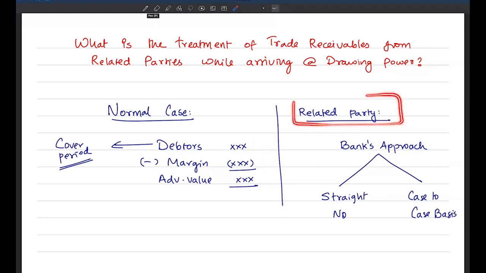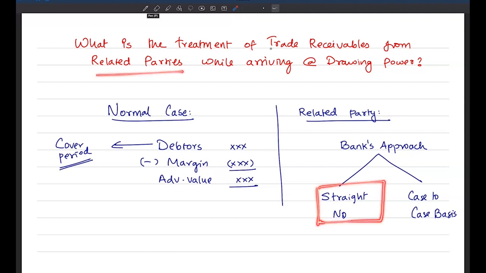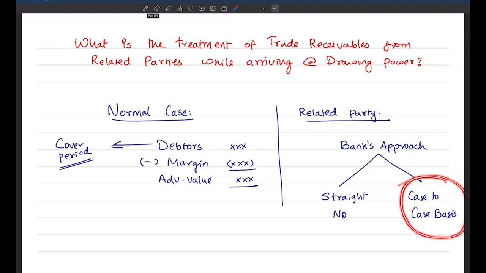But if it is from a related party, then banks may have a different approach, and the possibility is this approach could vary bank to bank. There are banks which are very conservative. There are banks which are ready to take risk. A conservative bank will say straight no to receivables from related parties. They will say straight no, we cannot fund receivables related to related parties. They have to be altogether excluded while computing the drawing power. And other banks will say we will consider on a case-to-case basis. But why are they saying like this?